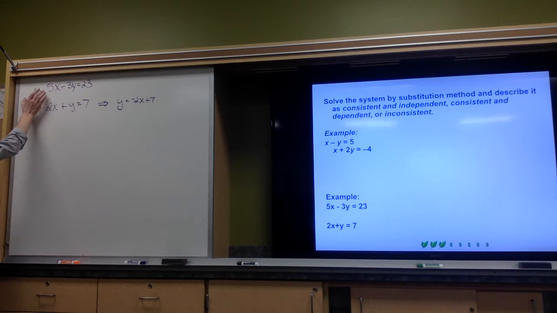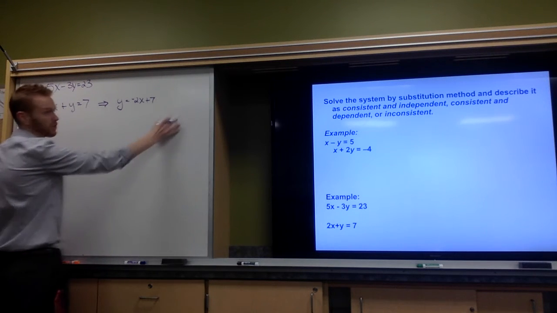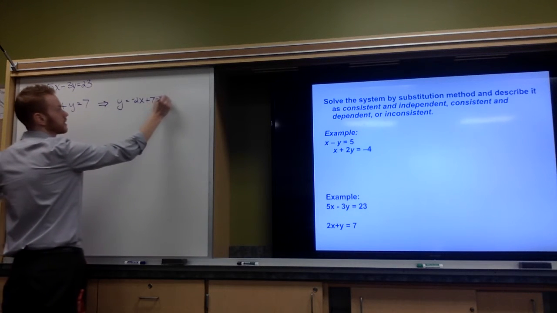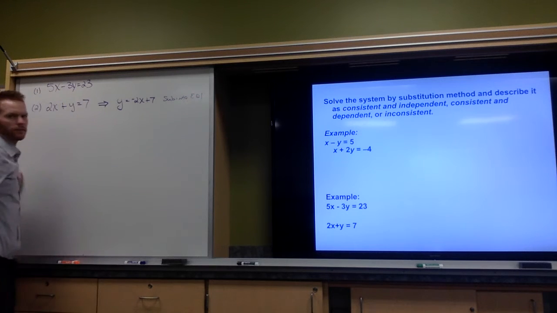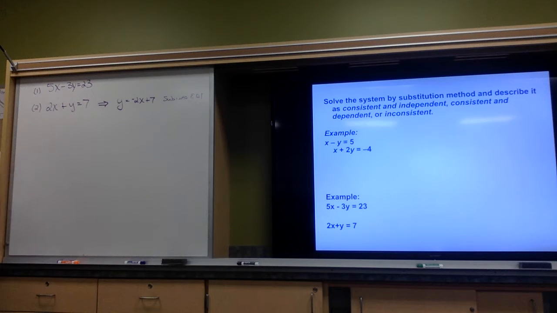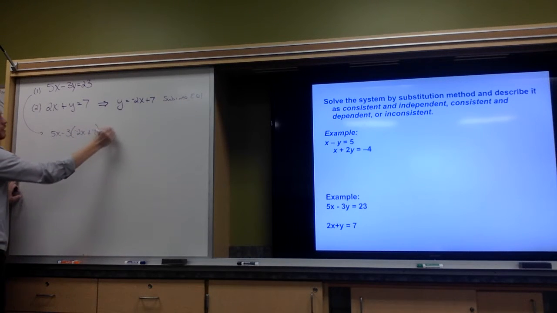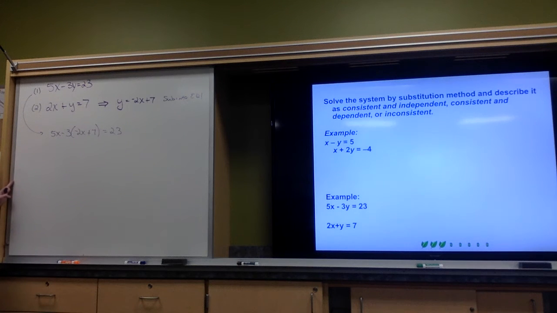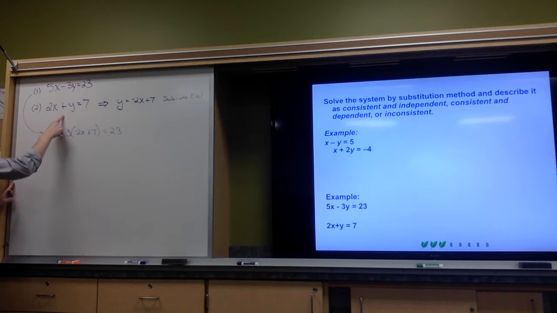What I'll usually do is I'll number these just for my sake so it makes it easier. And if I'm making myself little notes in the problem, I'll say, okay, now I'm going to sub into equation 1. Does that make sense? Okay. So here I go. This is going to be 5x minus 3 times the quantity of -2x plus 7 equals 23. Remember, you don't want to plug this back into here. You're just going to get the same answer. It's not going to give you anything.